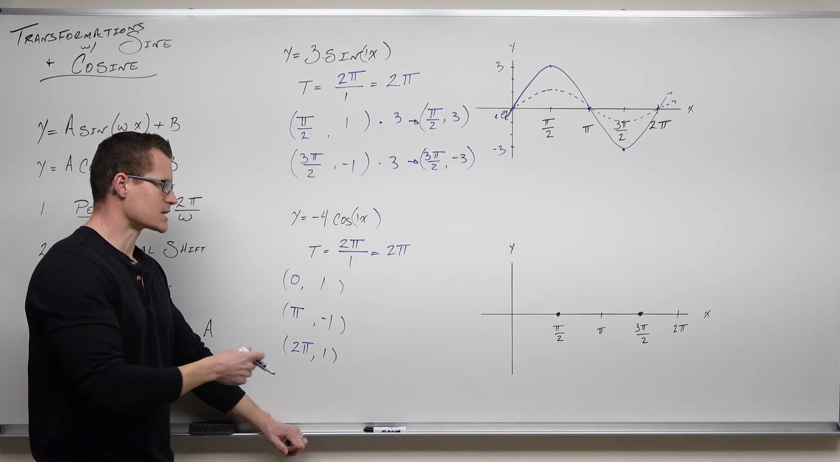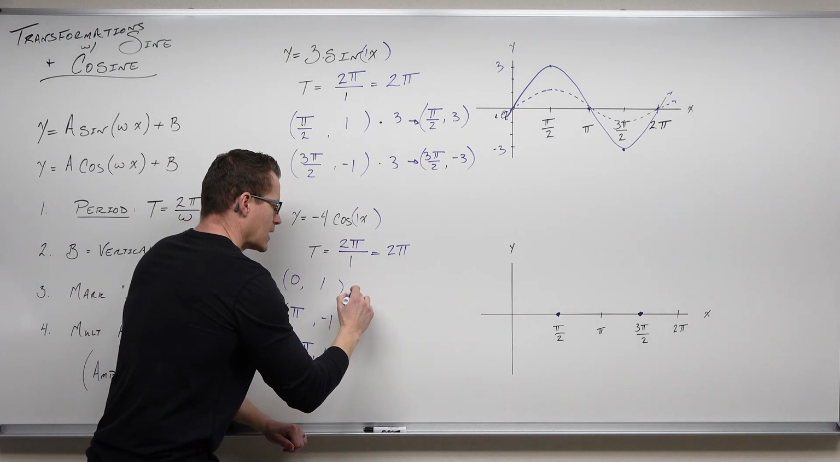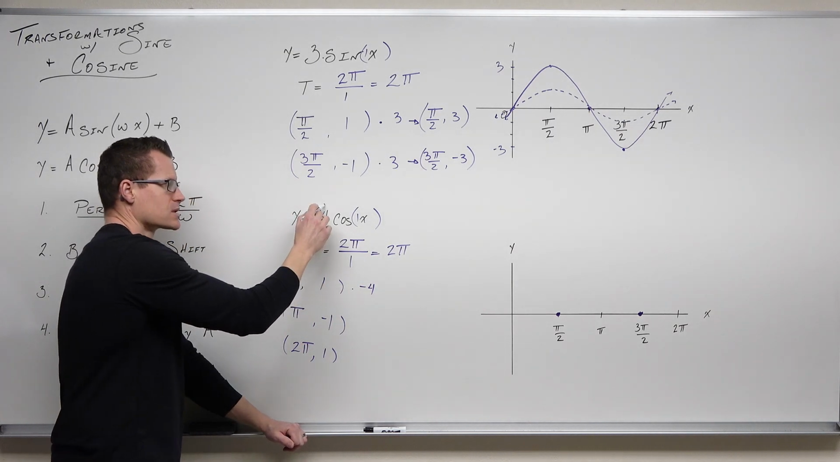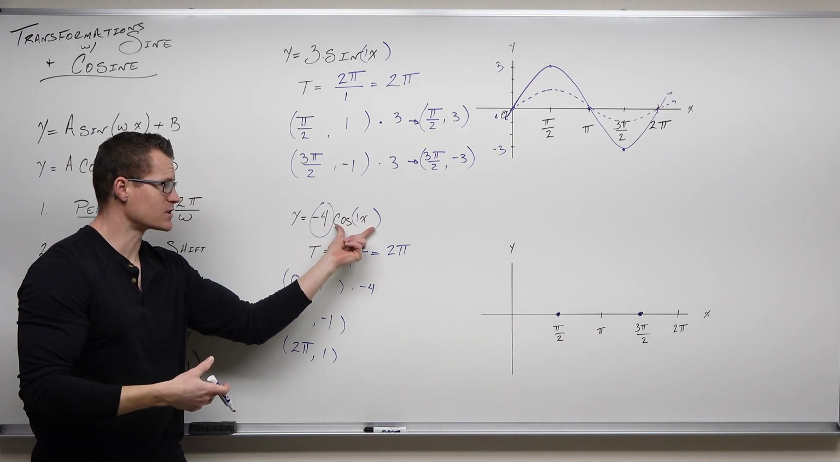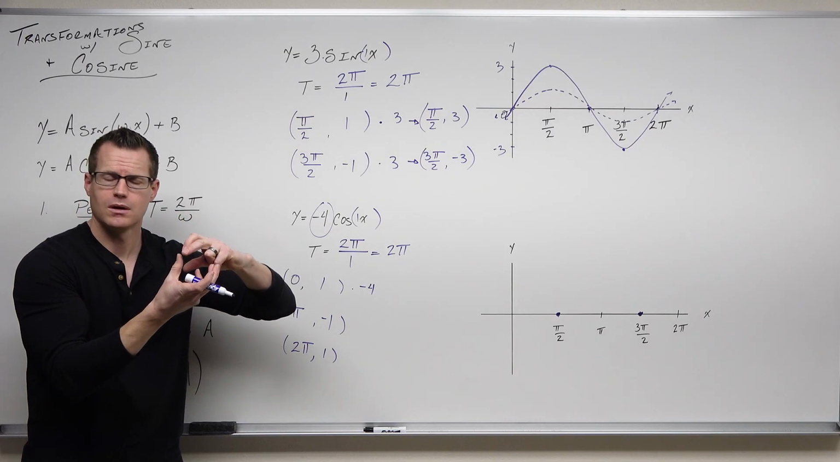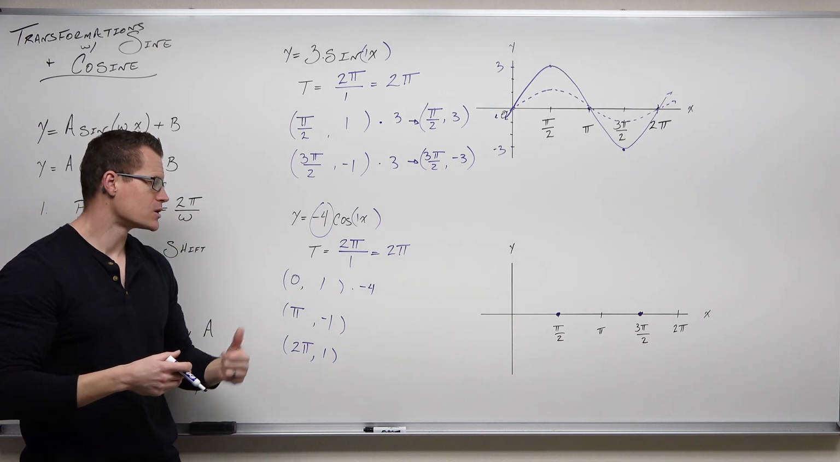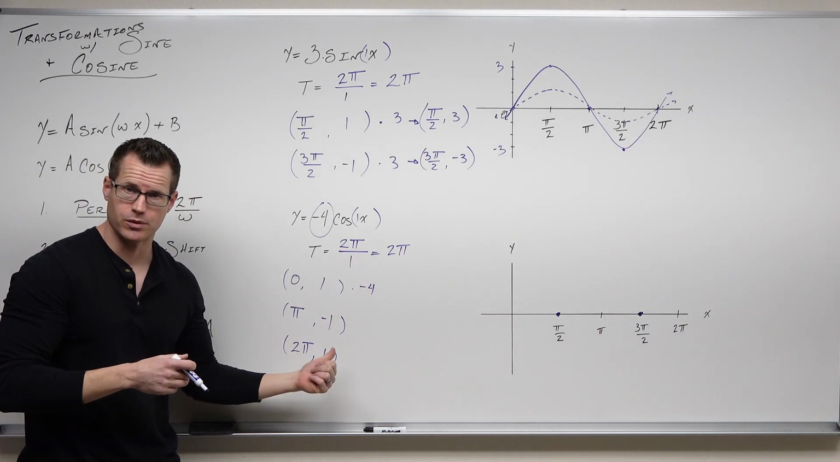So if these are my key points, then what I'm going to do is understand that I can multiply those outputs times -4. So cosine of some sort of input is going to give us an output that gets multiplied by -4. What's it going to do? Well, it's going to stretch it, and it's going to change the sign. It's going to reflect it. So take that and multiply your outputs, not your inputs, but your outputs.